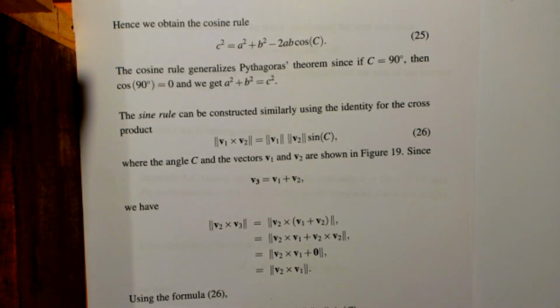It generalizes Pythagoras' theorem because if C were 90 degrees, then cos of 90 degrees is 0, so we would get A squared plus B squared equals C squared.